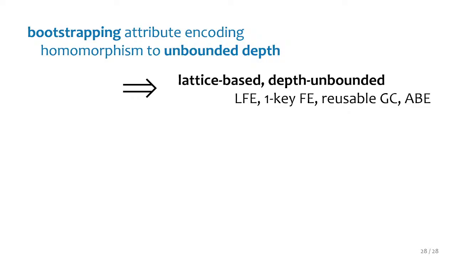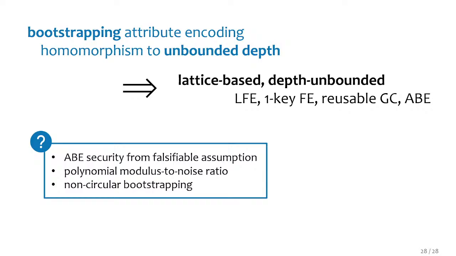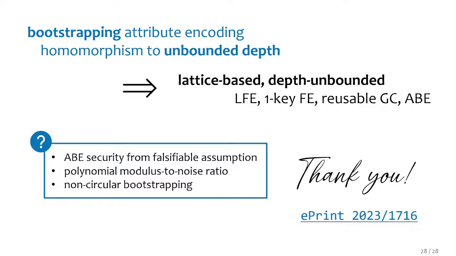So some very fascinating open problems left by this work are proving ABE security from falsifiable assumptions, which means you cannot do evasive LWE. Maybe we can do it from circular LWE. And then coming up with a version that allows polynomial modulus-to-noise ratio. And also whether you can do bootstrapping in a non-circular way. Okay, that concludes my talk.